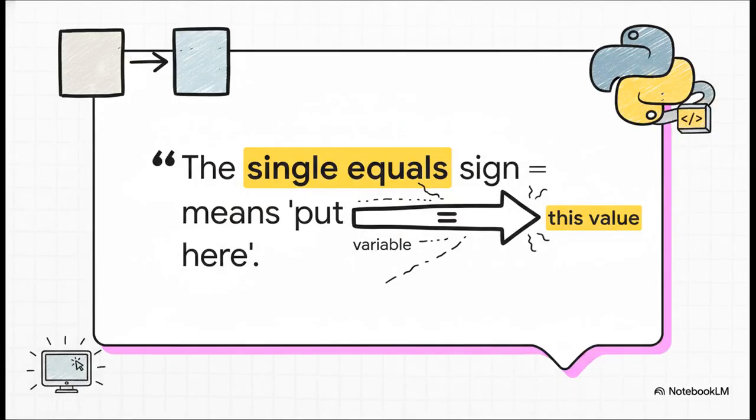Now listen up, because this is absolutely crucial. A single equal sign in Python does not mean the same thing as in math class. It doesn't ask if two things are equal. It's a command. It's bossy. It means take whatever is on the right side and stick it into the variable on the left. It's an action, plain and simple.